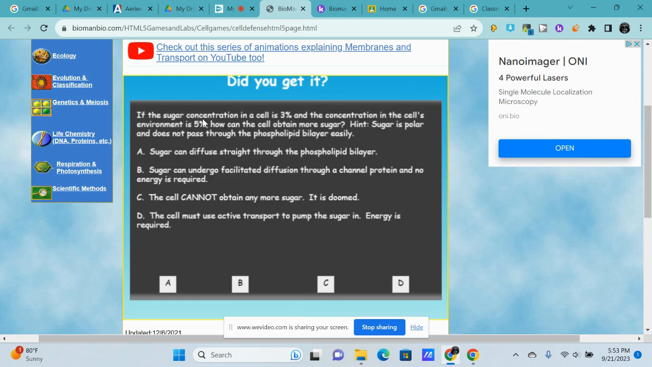If the sugar concentration in a cell is 3% and the concentration in the cell's environment is 5%, how can the cell obtain more sugar? Hint: sugar is polar and does not pass through the phospholipid bilayer.